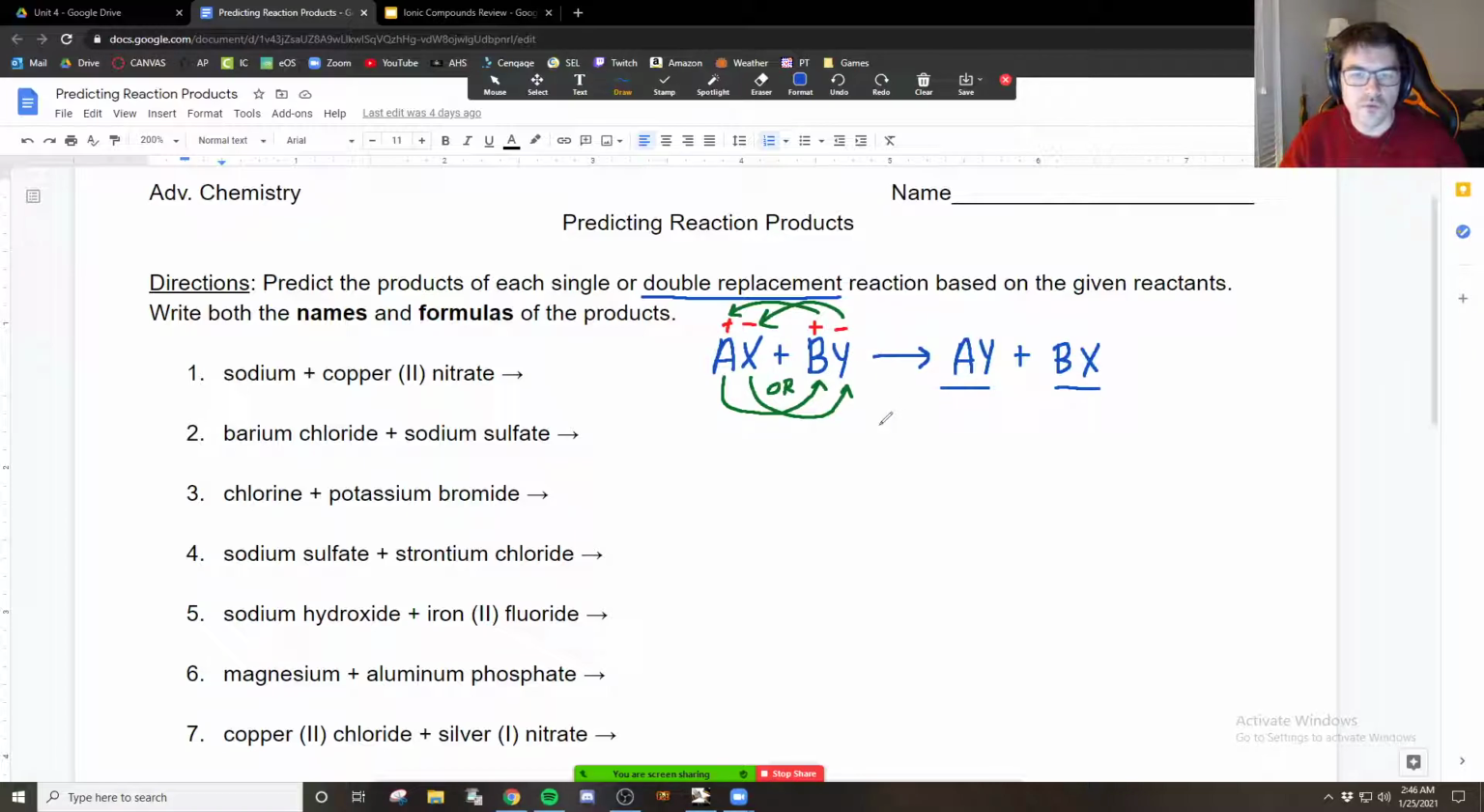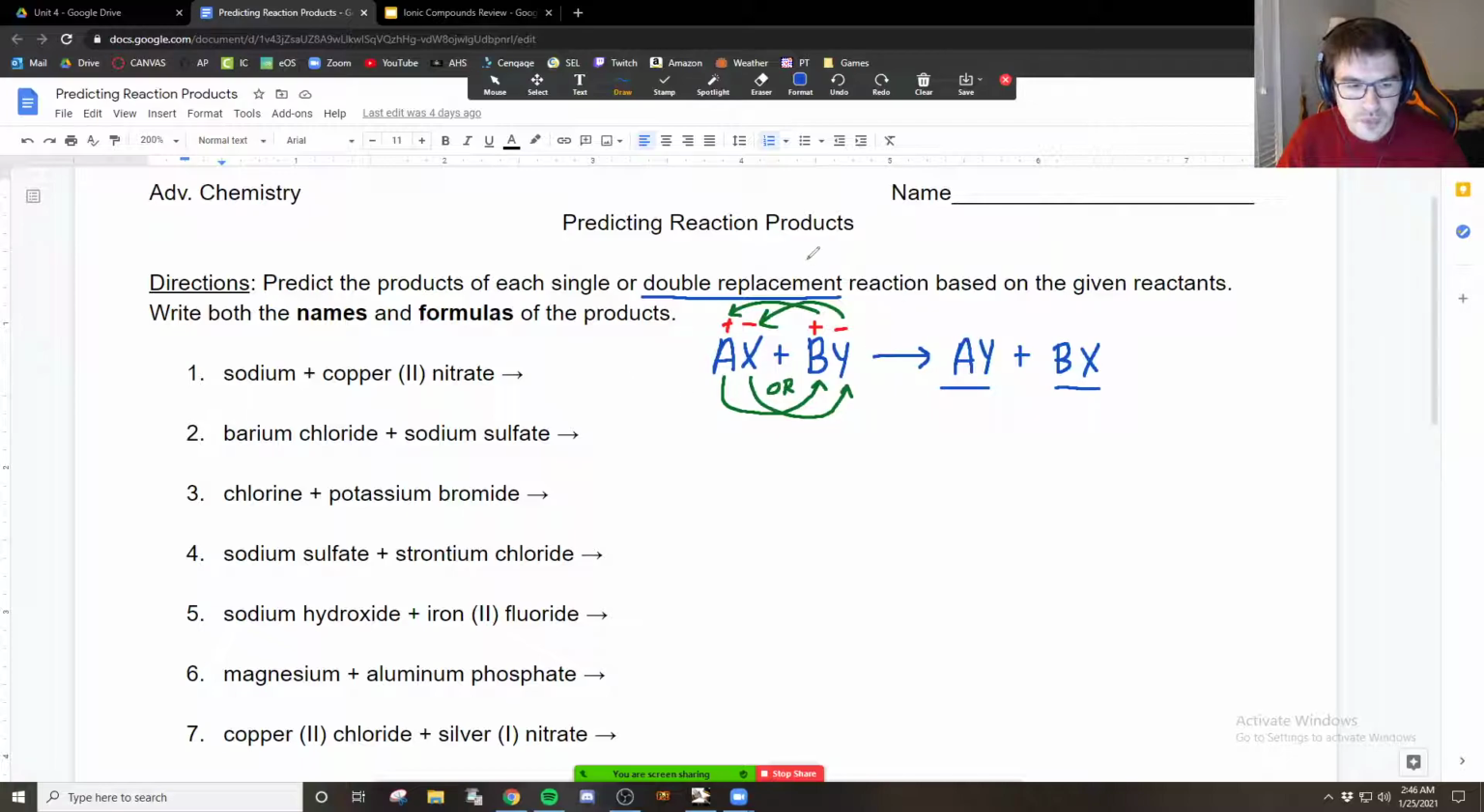Okay, so it doesn't really matter which one of these you do, if you swap A for B or X for Y, as long as you're swapping the positive for the positive or the negative for the negative, you are going to end up with the correct products. Just don't do both, or else you're going to end up with the exact same thing that you started with, and that's not correct. Those are not the products, those would be the reactants again, right?